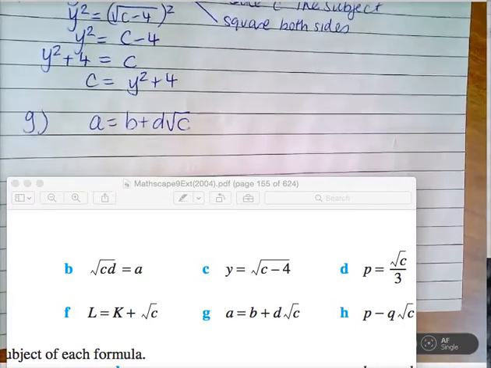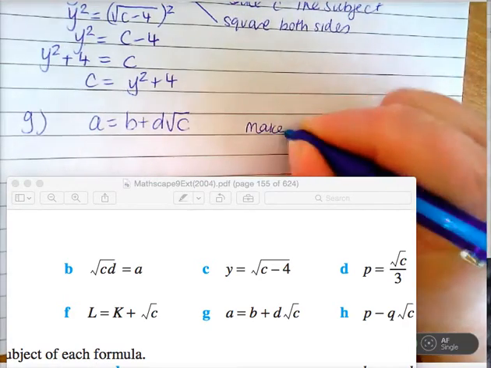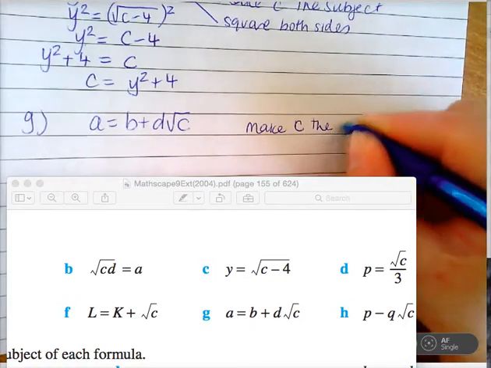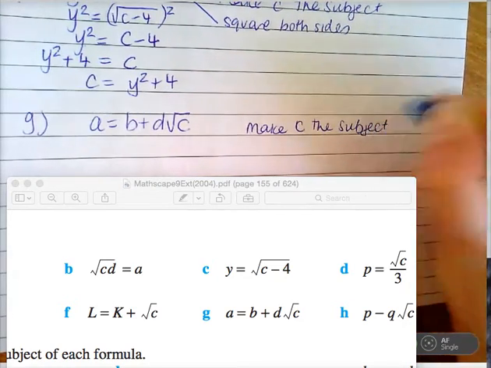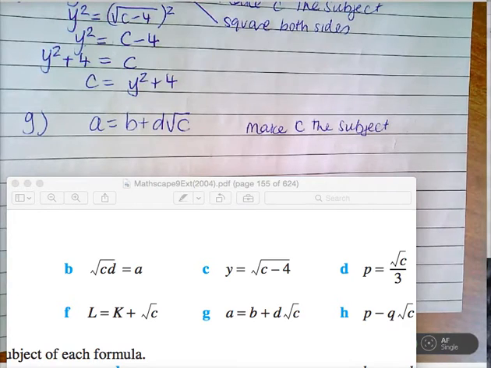In the next question, again, you have to make c the subject. So what are you going to move? Be careful. Don't get rid of the square root yet. The only time you get rid of the square root is when it's the last thing to do on that side. That square root you get rid of last.